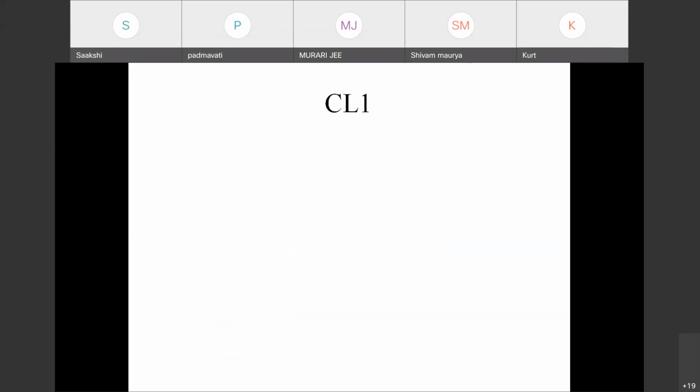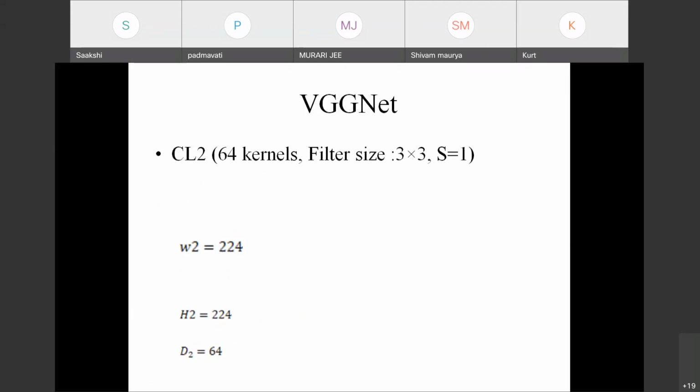What is the next layer? The next layer is also the convolution layer. That means after the first convolution layer, they have applied the second convolutional layer, right? So they have introduced the second layer as a convolutional layer. Again, they have applied 64 different kernels and the filter size here is 3 cross 3.